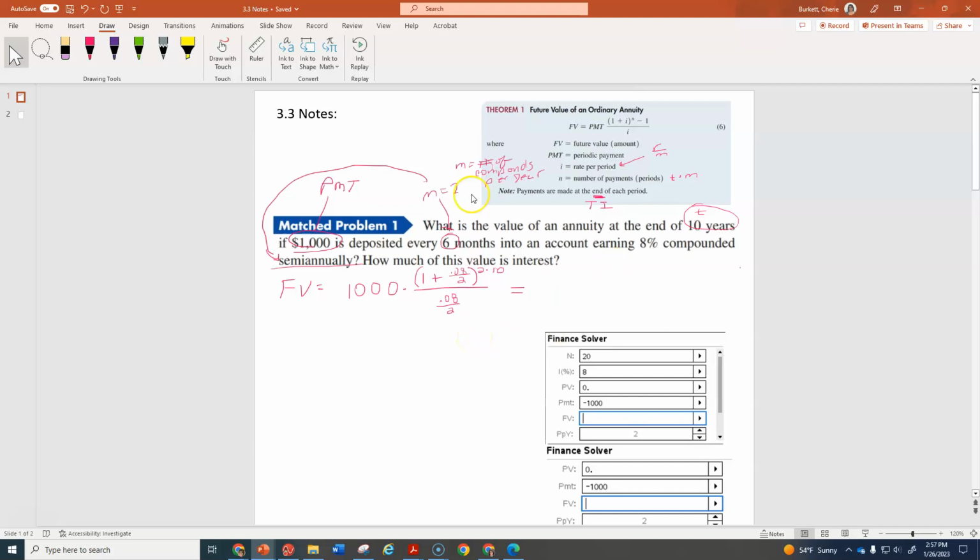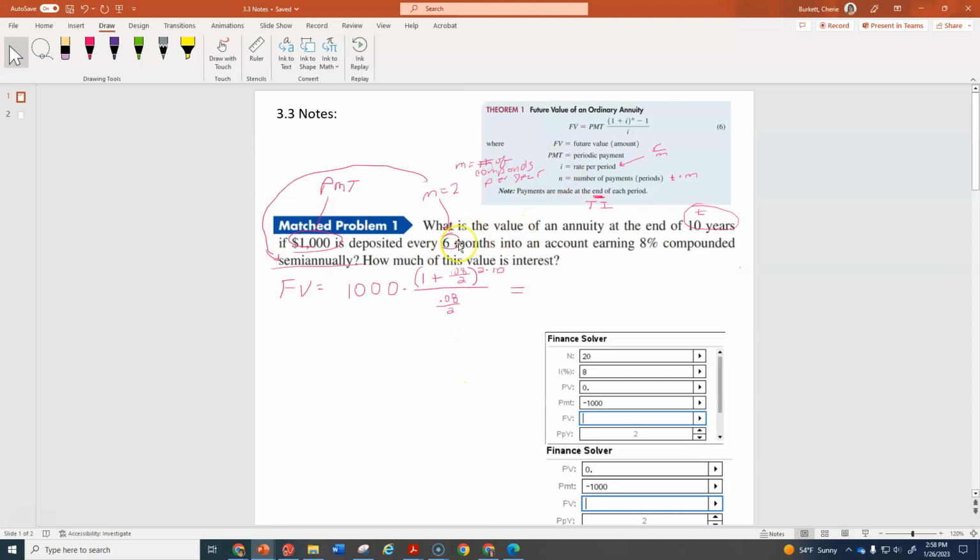But I think I remember that the number of times we make a deposit, like right here where it says deposited every 6 months, and then it says it's compounded semi-annually, I think that means that M should be the same for both of those. So if we're going to make a deposit monthly, then it's probably going to be compounded monthly. I don't think you will throw a payment in the middle of a period that's being compounded. So right now we're going to go on that assumption. If I figure out that I'm wrong, I'll be happy to tell you.